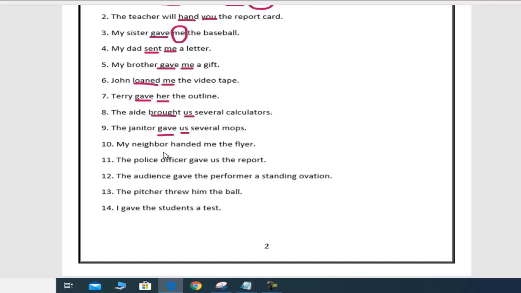My neighbor handed me the flyer. Handed is the verb. Me is the indirect object. The police officer gave us the report. Gave is the verb. What did the police officer give? The report. So it is the direct object. For whom did he give the report? For us. So us is the indirect object. The audience gave the performer a standing ovation. Gave is the verb. Ovation is the direct object. Performer is the indirect object. The pitcher threw him the ball. Threw is the verb. Him is the indirect object. I gave the students a test. Gave is the verb. Students is the indirect object.